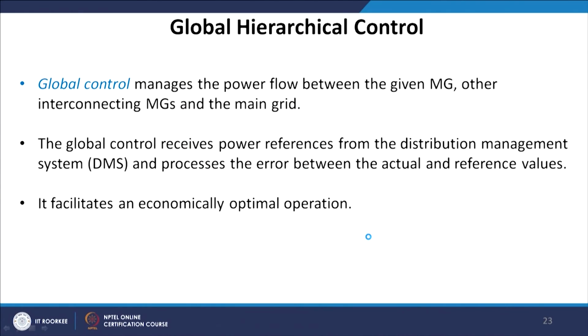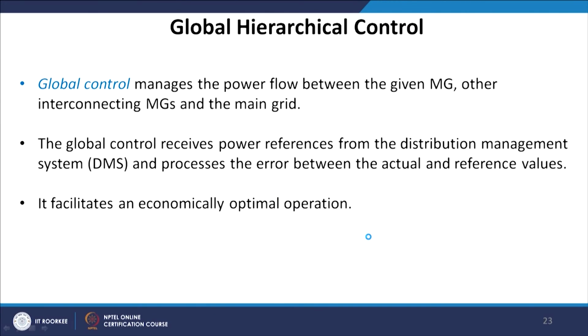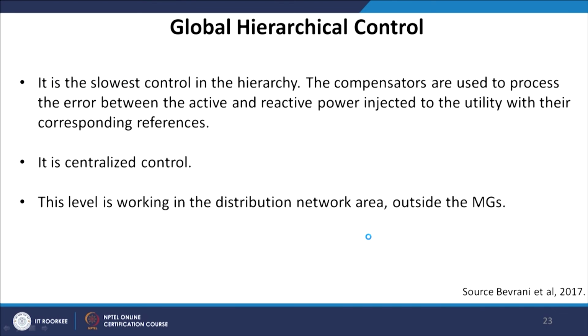Global control manages the power flow between the given microgrid, other interconnecting microgrids and the main grid. Now, the global hierarchical control is a step above, where it manages the power flow between the given microgrid and other interconnected microgrids. The global control receives power reference from the distribution management system, that is DMS, and processes the error between actual and reference values. It facilitates an economically optimal operation. It is the slowest control in the hierarchy.